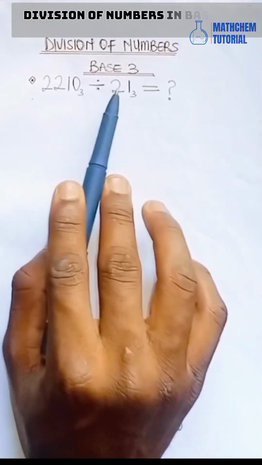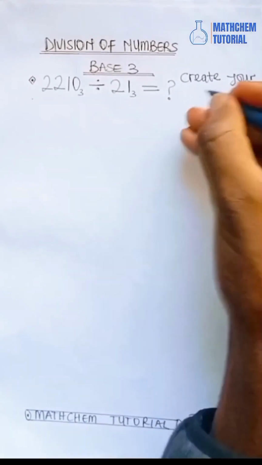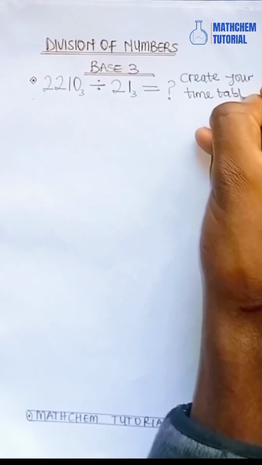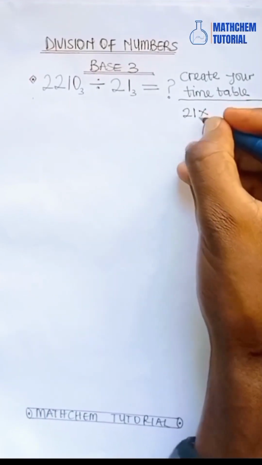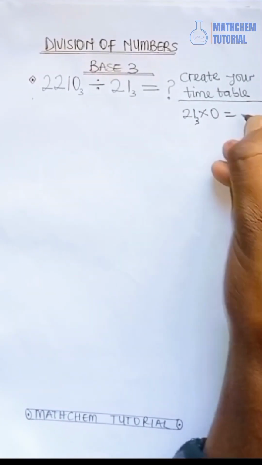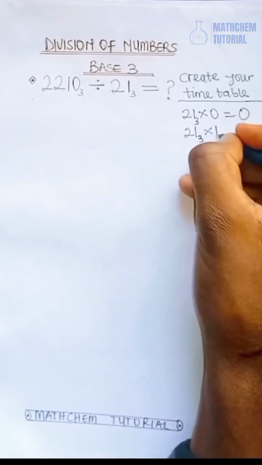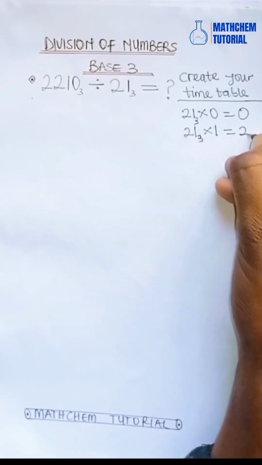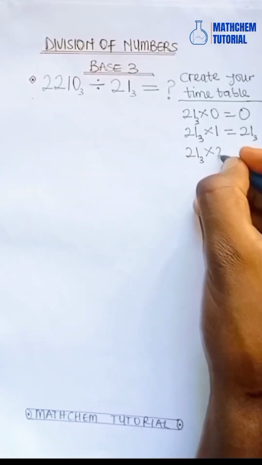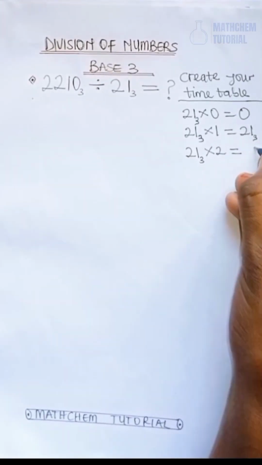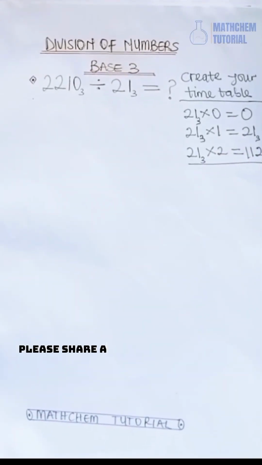Now let's go to division of numbers in base 3. We are dividing 2210 base 3 by 21 base 3. What are you going to do first? You are going to create your timetable. Creating your timetable is going to be in 0, 1 and 2, because you are working in base 3. So 21 base 3 times 0 gives us 0. 21 base 3 times 1 gives us 21 base 3. 21 base 3 times 2 gives 112 base 3. That's where you are going to stop.